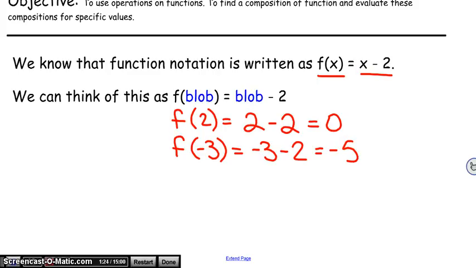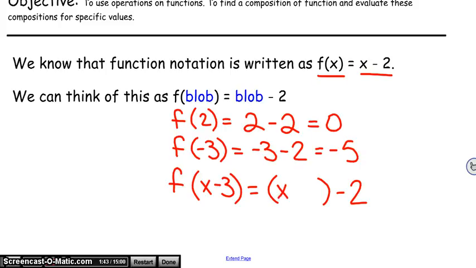So for example, let's replace blob, or the x value, with x minus 3. So we're going to replace the blob, or the x, with an expression instead of just a number. That means everywhere in the expression that you see blob, or the variable, which is x, put x minus 3. And then simplify that expression. So x minus 3 minus 2 makes x minus 5. We're going to carry this one step further today and do something called composition, where we replace blob with another function.